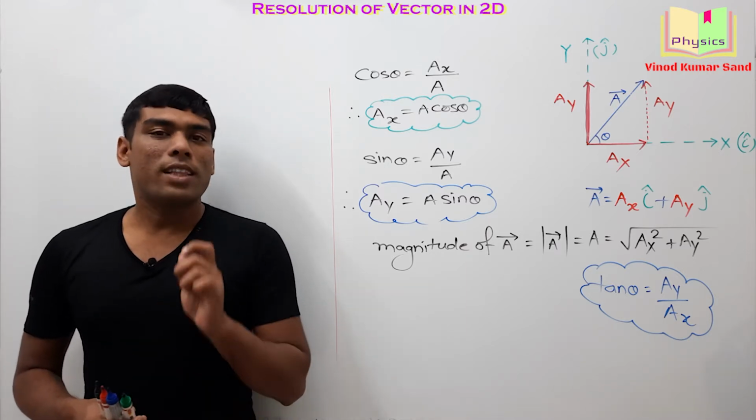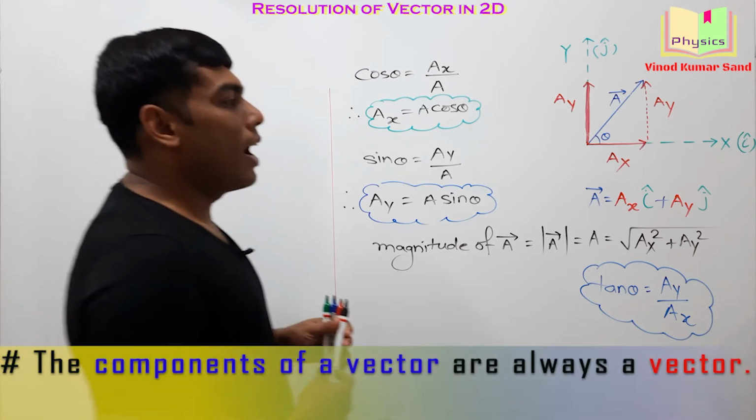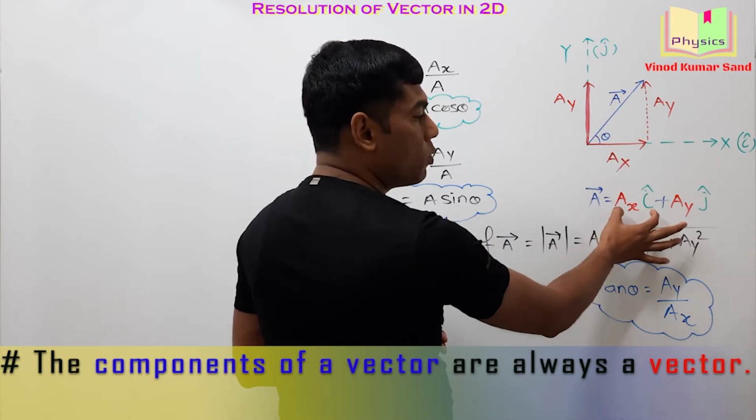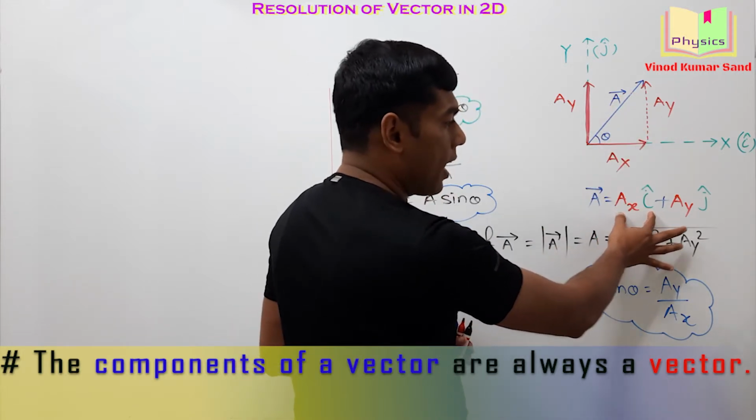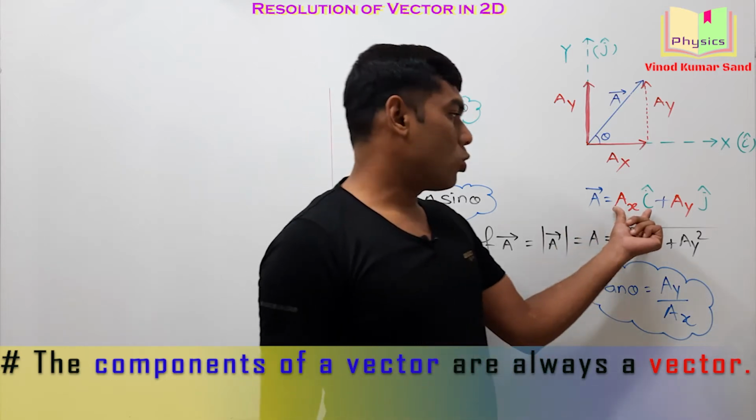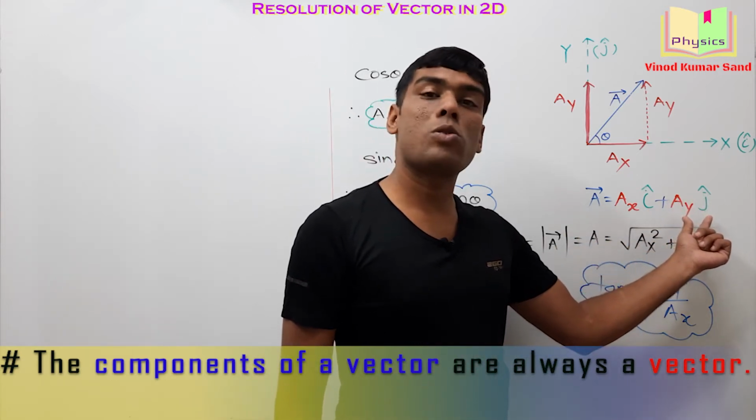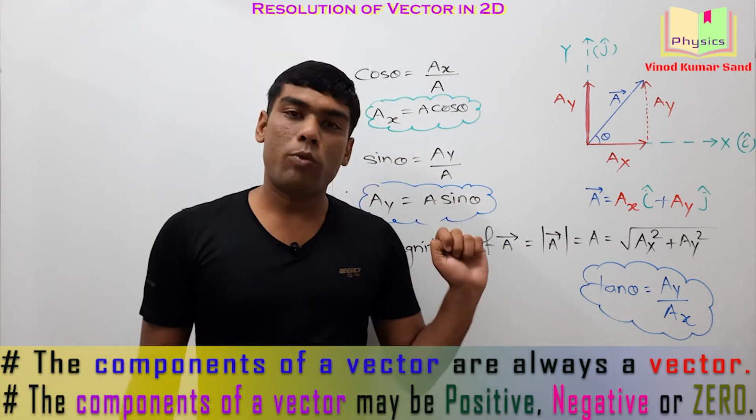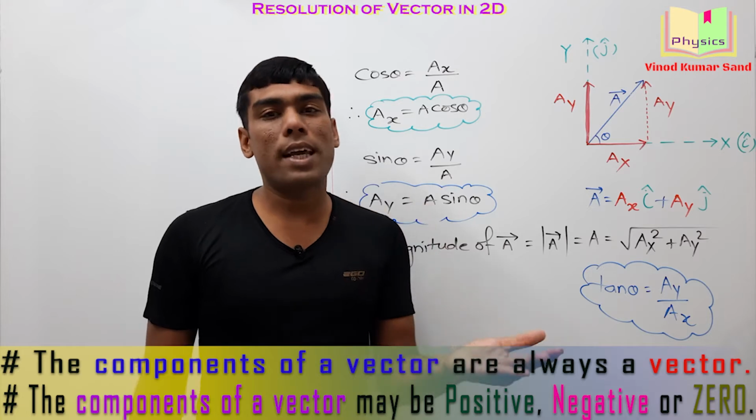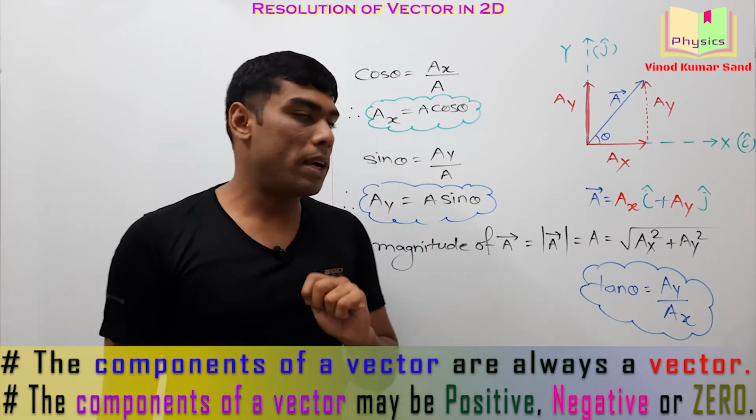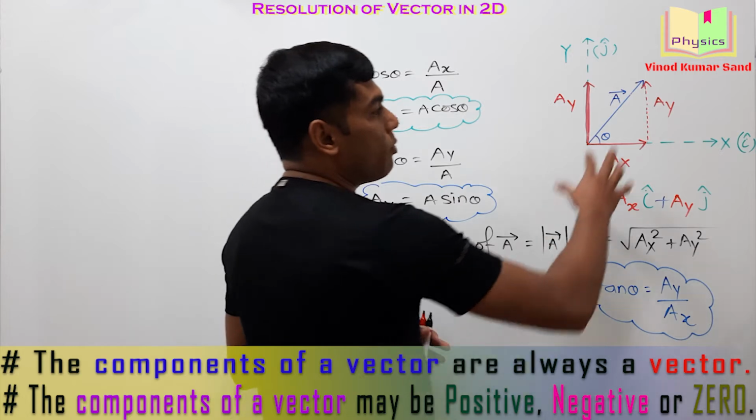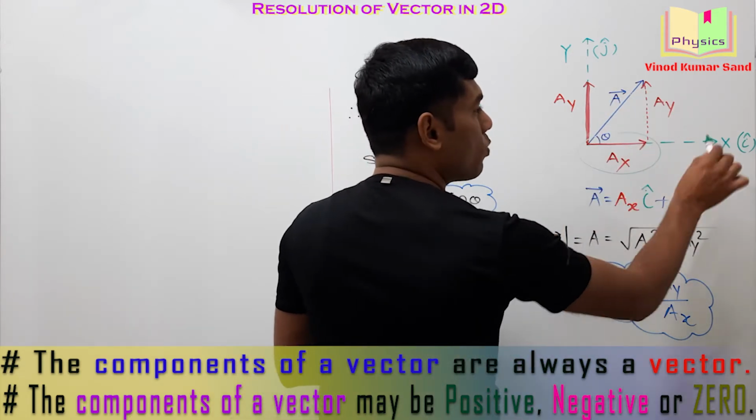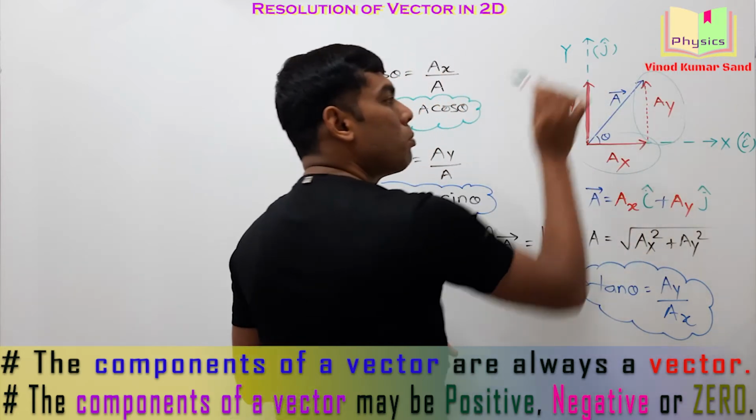Point number 1, the components of a vector are always a vector. Suppose for this A vector you took two components shown as ax i cap plus ay j cap. So this is also a vector as well as this is also a vector. And the components of a vector may be positive, may be negative, or may be 0 depending upon the cases. Here the vector is in the first quadrant. So the x component is positive as well as the y component is also positive.